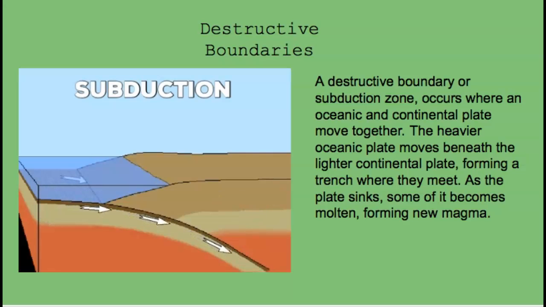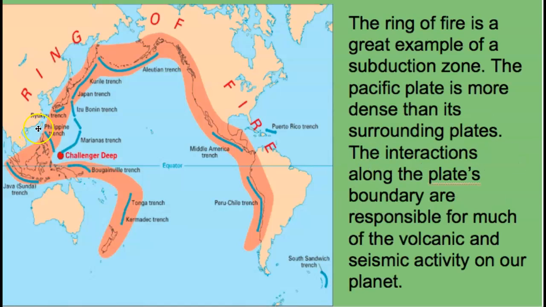And it forms a trench where they meet. And as the plate sinks, it becomes molten, forming new magma. So what we get are these spots where one plate goes under another and magma wells up. The Ring of Fire is a great example of this, of a subduction zone.